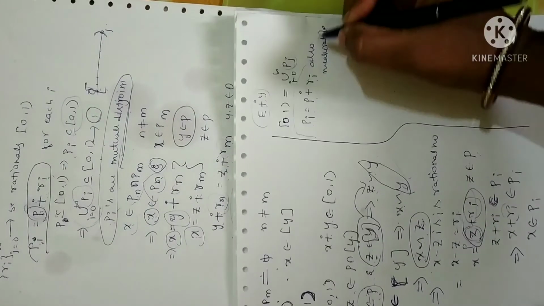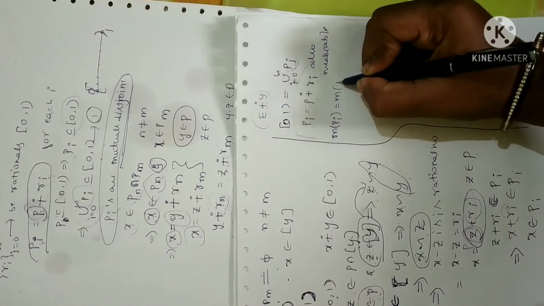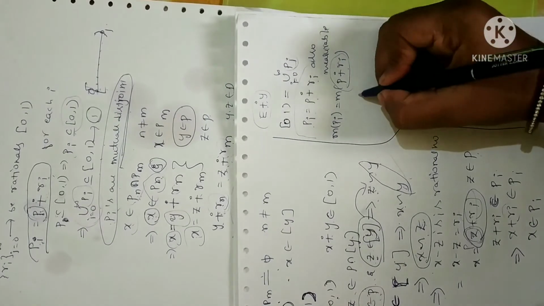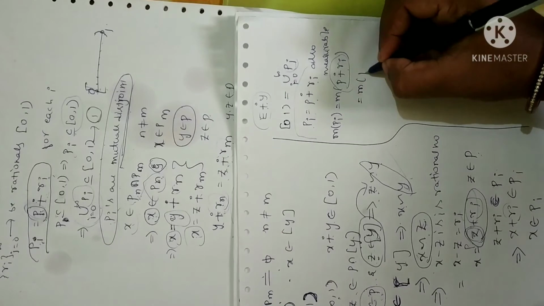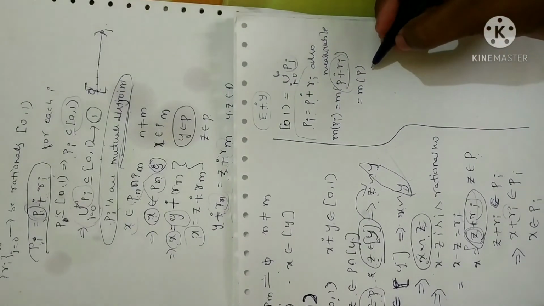Measurable. Now let me take the measure on both sides. So the measure of Pi will be equal to the measure of P translation modulo Ri. So P translation modulo Ri can be written as Pi. As per our assumption, I can write this as Pi. Why? Because obviously when I say P, P contains a translation modulo.